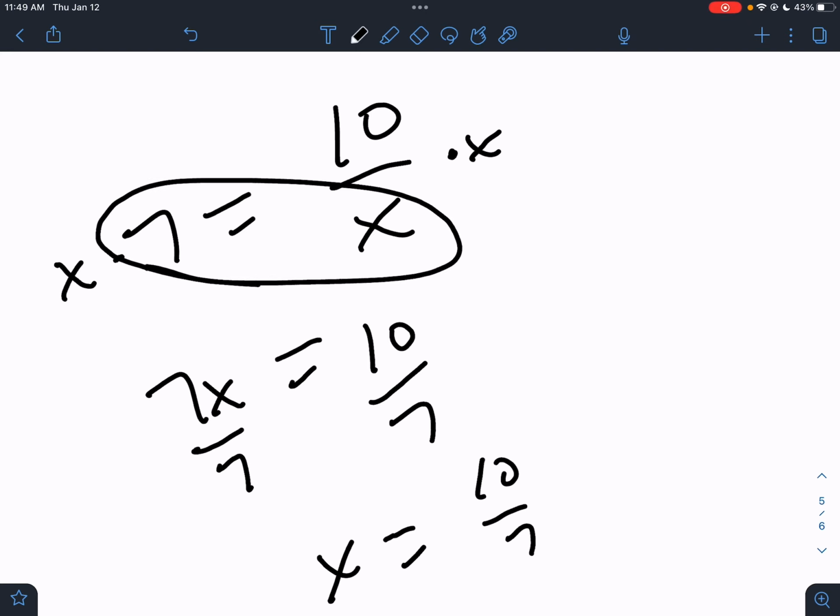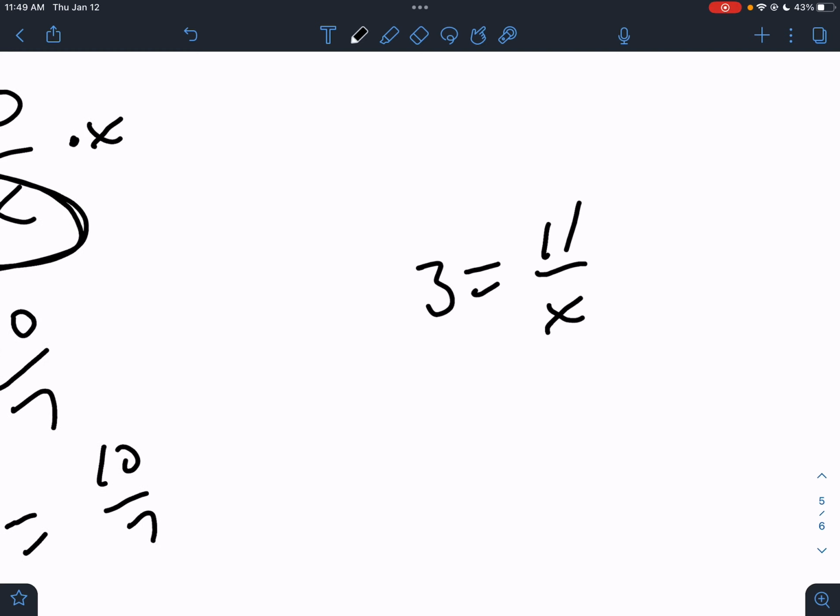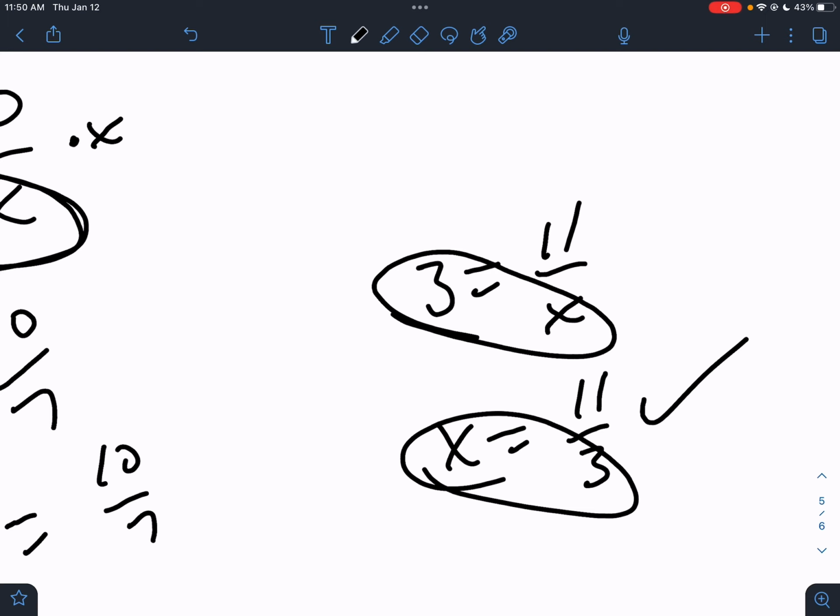Here's a little shortcut. These two spots are going to swap positions every time. So what if it was 3 equals 11 over x? These two spots are going to switch positions. So x would equal 11 over 3. You can do it the long way, but I promise you it's going to look like this every time. If x is down low, they switch places, you know.